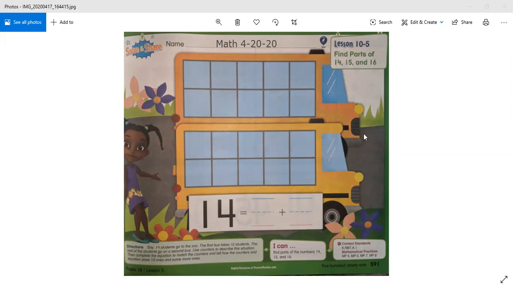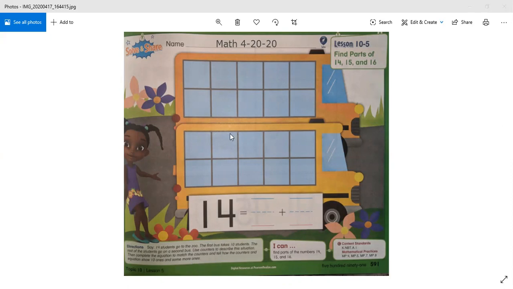But we're going to call this first problem, problem number 1. So go ahead and put a number 1 on your paper, because this is our first problem. All right, so 14 students go to the zoo. That sounds fun. 14 students go to the zoo. The first bus takes 10 students because that's how many students it can hold. The rest of the students go on a second bus. Use counters to describe the situation. Then complete the equation to match the counters and tell how the counters in equation showed 10 ones and some more ones.